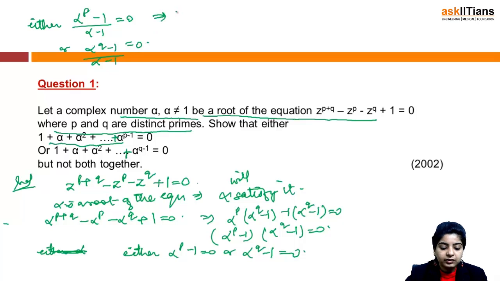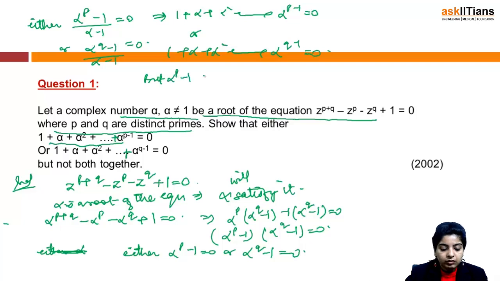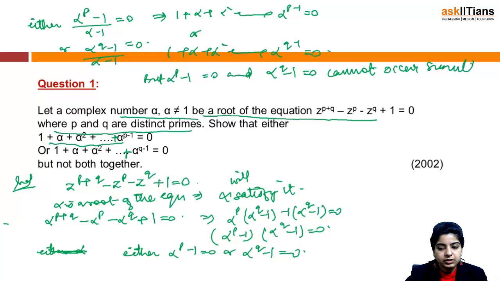So this can be written as 1 plus alpha square plus so on up to alpha to the power p minus 1 is 0, or 1 plus alpha square plus so on up to alpha to the power q minus 1 is 0. But alpha to the power p minus 1 equal to 0 and alpha to the power q minus 1 equal to 0 cannot occur simultaneously. Why is it that these two cannot occur simultaneously? Because it's given that p and q are distinct primes.